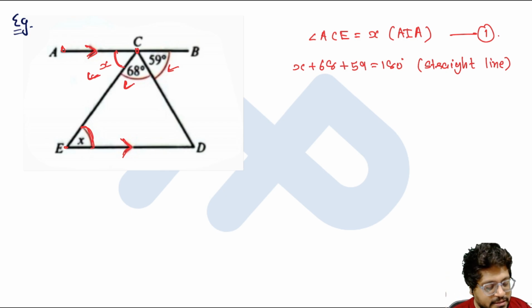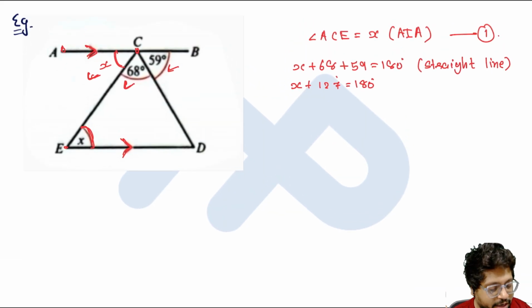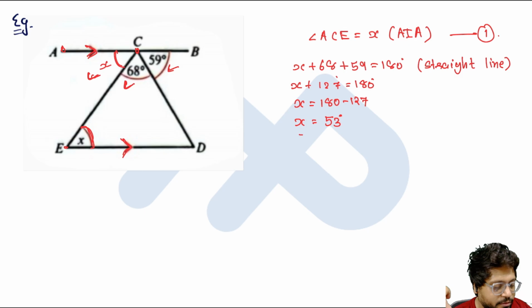And now just make x the subject. First of all, this 68 and 59 will be added, that is 127 is equal to 180. Now this 127 will go in subtraction with 180. So x is equal to 180 minus 127, and that is 53, right? Clear? So that was it in today's session.